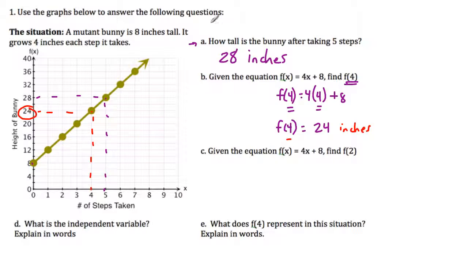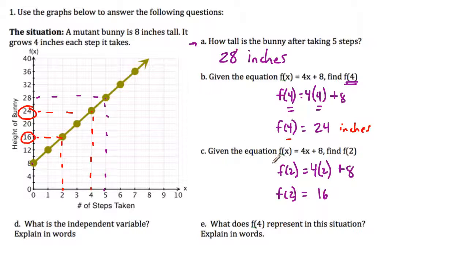On this next question, we want to find f of 2. So f of 2 is equal to 4 times 2 plus 8. And so here we get that this is 8 plus 8, which is 16. Let's find that graphically. After 2 steps, notice that the bunny is 16 inches tall.